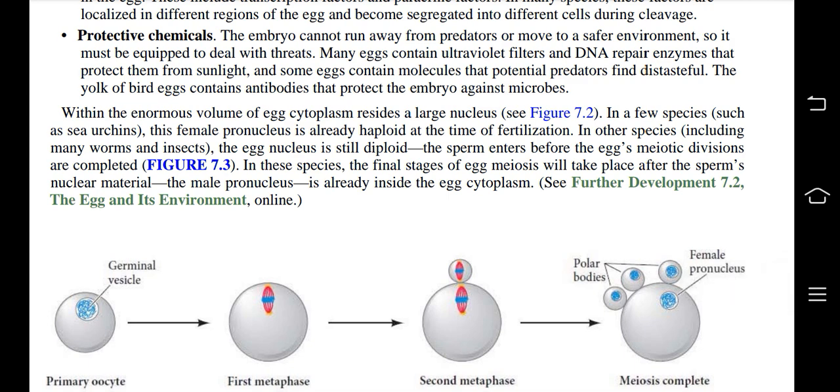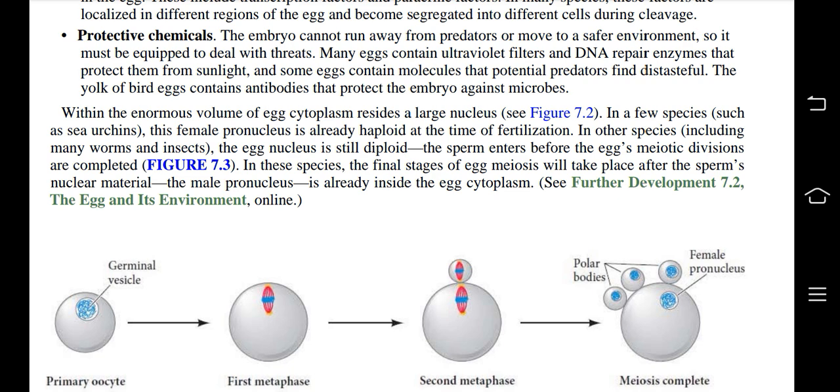The embryo cannot run away from predators or move to a safer environment, so it must be equipped to deal with threats. Many eggs contain ultraviolet filters and DNA repair enzymes that protect them from sunlight, and some eggs contain molecules that potential predators find distasteful. The yolk of bird eggs contains antibodies that protect the embryo against microbes.